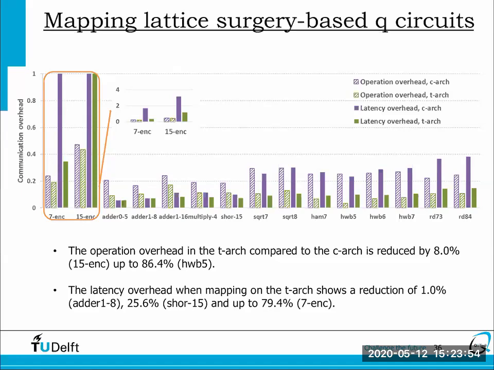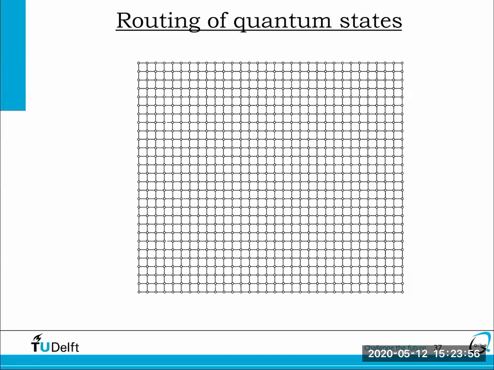Now, so far, as I mentioned at the beginning, there are three main steps in the mapping process. It's about placement of qubits and scheduling of operations that we just discussed. But there is also another step that is called the routing of qubits. So the routing of qubits is about putting the qubits next to each other when they need to interact.